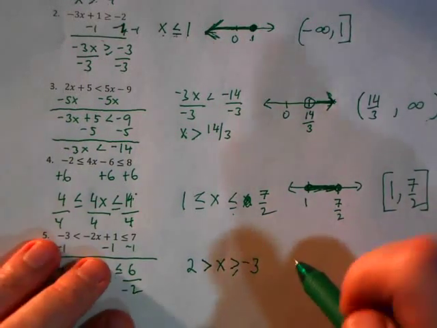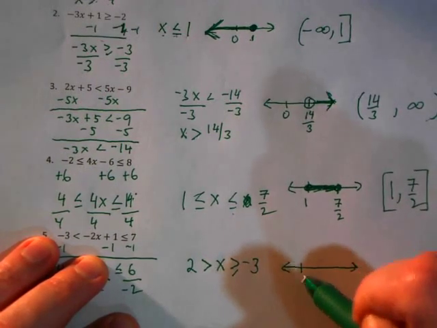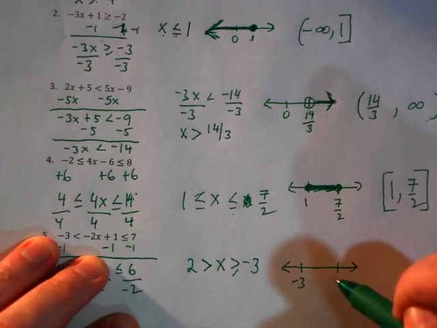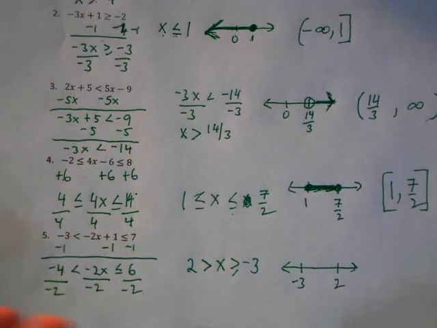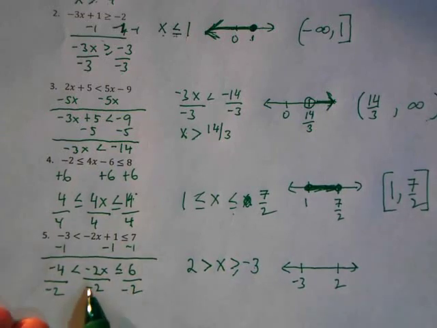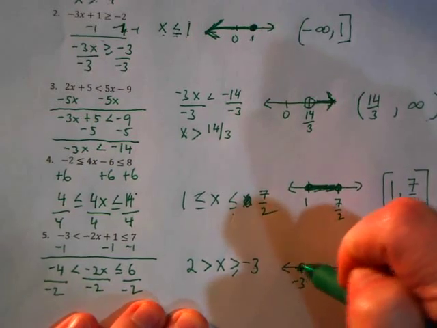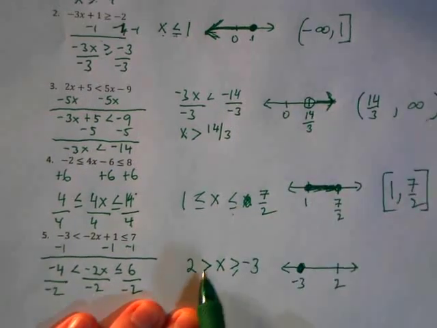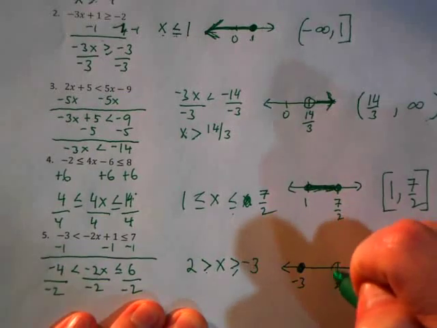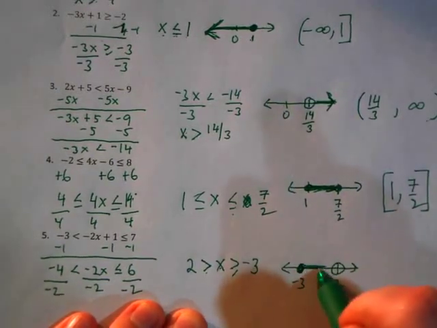Now again, be a little bit careful when you go to draw your number line. When you go to draw your number line, negative 3 is the one on the left and 2 is the one on the right. So you got to keep track that this is the small number, this is the big number. It's written backward because we had to divide by that negative 2. Alright, negative 3, that one has the equal to on it. That one gets a dot. 2 does not have an equal to, so that one gets a circle. And then x is in the middle, so we shade in the middle.